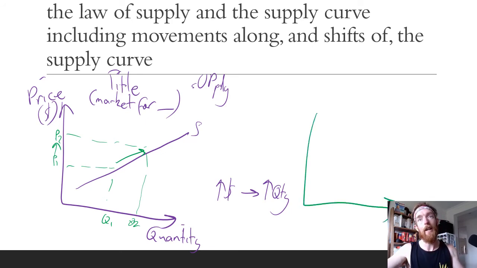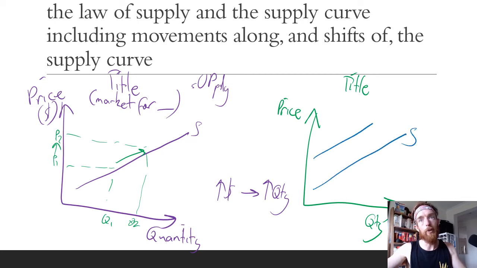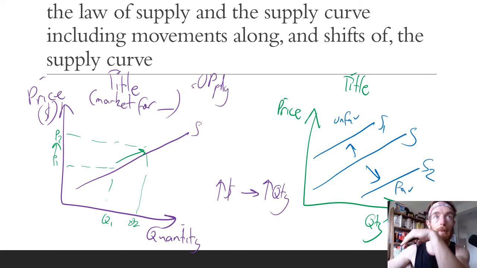Then we've got our second curve to show shifts. So we're going to do price, quantity, title. Let's go some blue lines now, because why not? For our supply curve, unfavorable shifts are to the left, and favorable shifts are to the right. So you need to be able to say that as well. So that's the drawings for those.